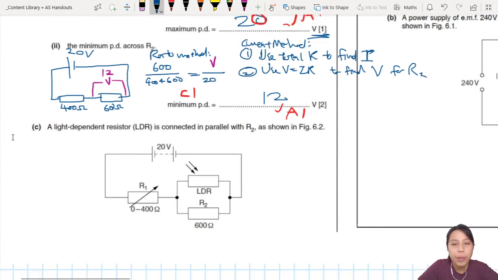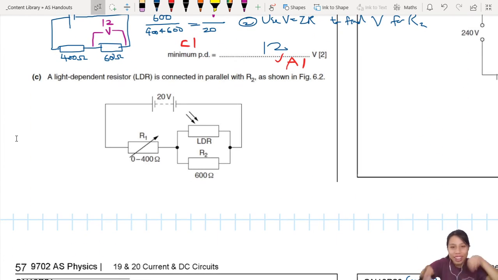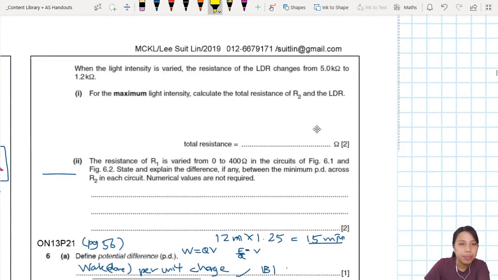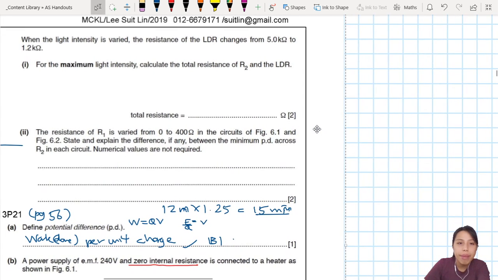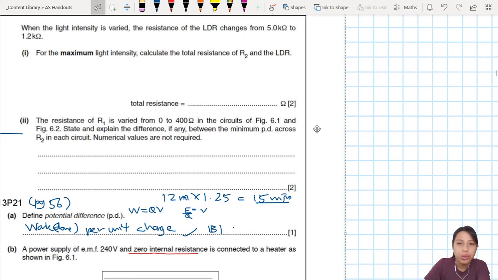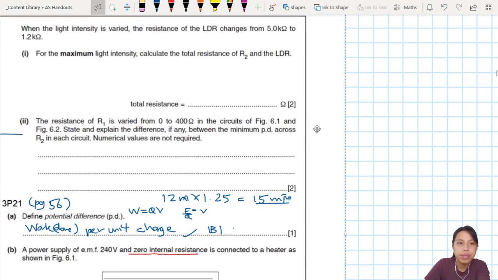Now we come to the part where it becomes exciting, because you're like, wow, what is this? You see now they add the LDR connected in parallel. This one is new. Before that, this thing was not here. What do they ask us to do? Let's go up. When the light intensity is varied, the LDR resistance changes. For the maximum intensity, calculate the total resistance of R2 and LDR.